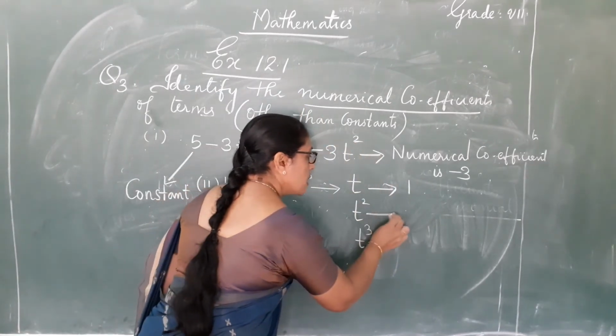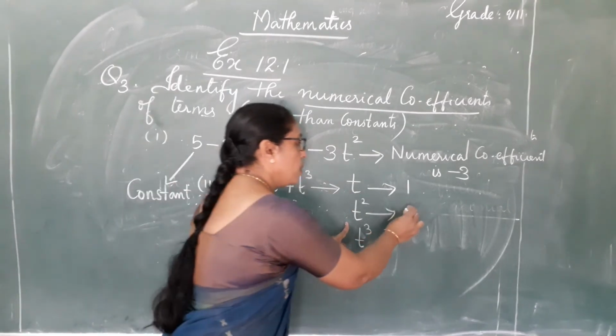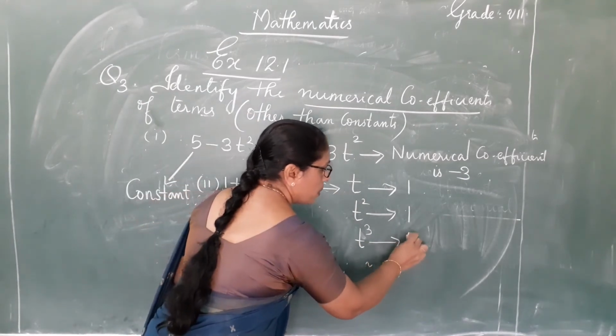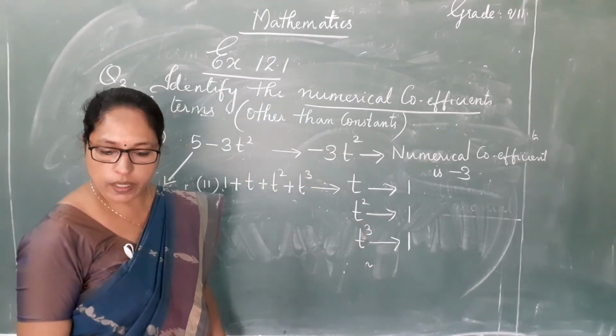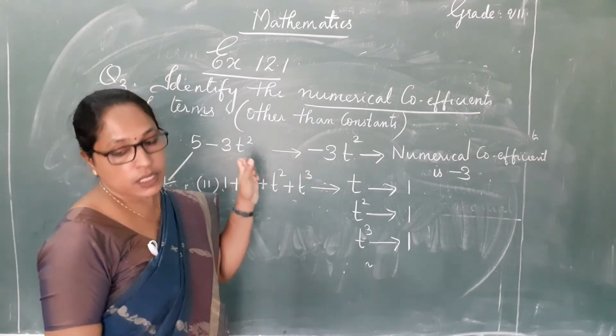Now in the next term, there is no number present, so the numerical coefficient is 1. Here, there is no number present, so the numerical coefficient is 1. So you understood how to pick up the numerical coefficient from the term.